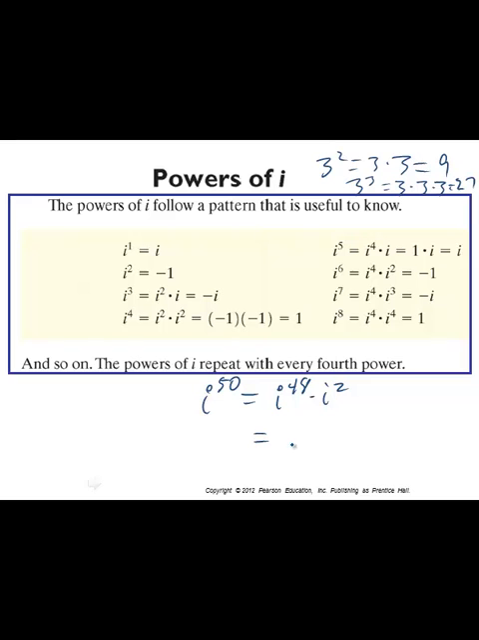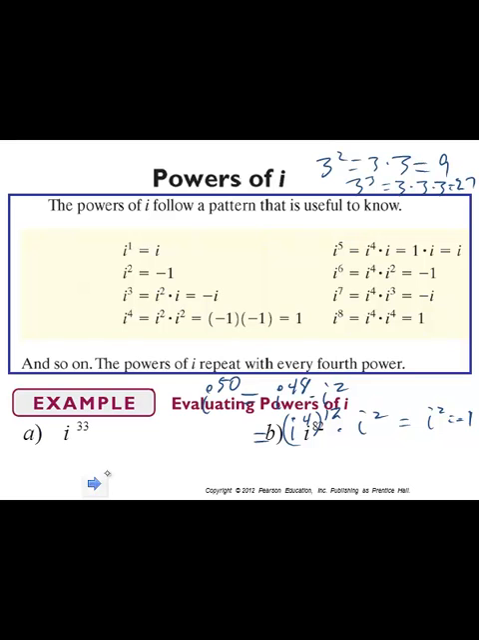But then i to the 48th power is i to the 4th to the 12th, and then times i squared. But i to the 4th is 1, 1 to the 12th power is 1, so we're just talking about i squared, which is negative 1. So i to the 50th power is negative 1. So that kind of gives you a technique of evaluating high powers of i.